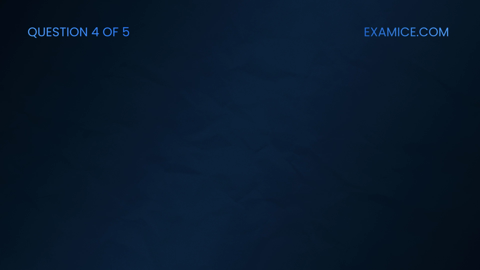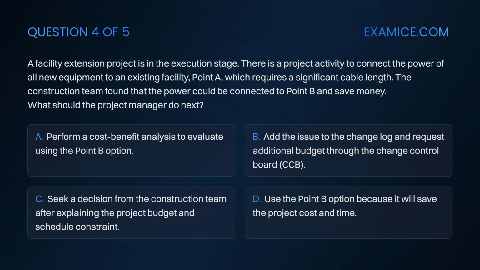Question 4. A facility extension project is in the execution stage. There is a project activity to connect the power of all new equipment to an existing facility, point A, which requires a significant cable length. The construction team found that the power could be connected to point B and save money. What should the project manager do next?